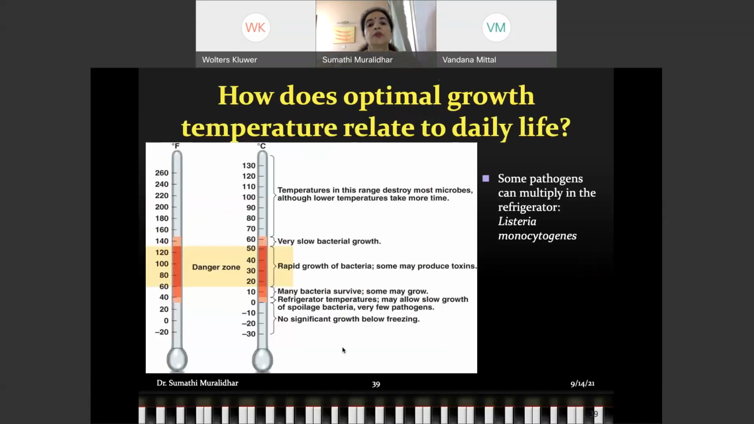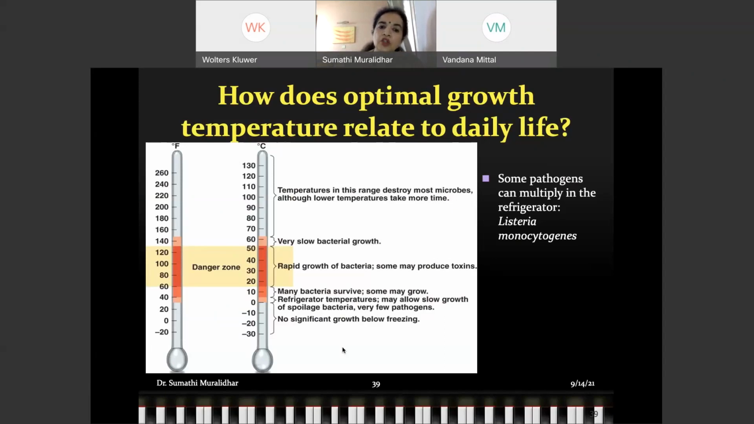So how does optimal growth temperature relate to our daily lives? Why should we know about which bacteria grows at what temperature? That's because the rapid growth of bacteria happens only around that mesophilic temperature. So that is the danger zone as far as humans are concerned.